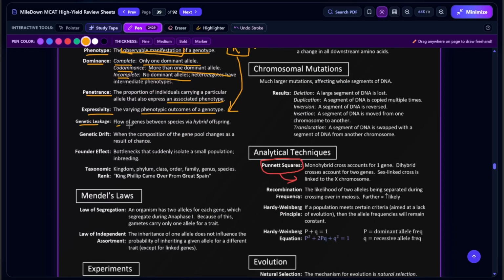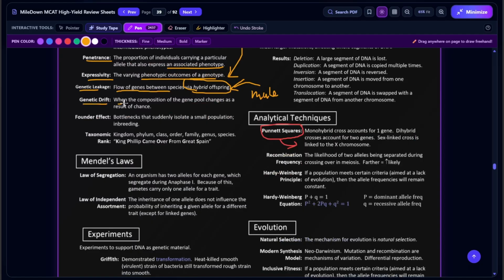Genetic leakage is the flow of genes between species via hybrid offspring. A donkey and a horse make a mule, I think. So think about hybrids and stuff like that. Genetic drift is when the composition of the gene pool changes as a result of chance, just by chance. The founder effect is bottlenecks that suddenly isolate a small population, so it creates inbreeding. Breeding within that small place.